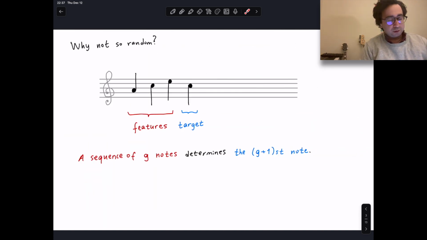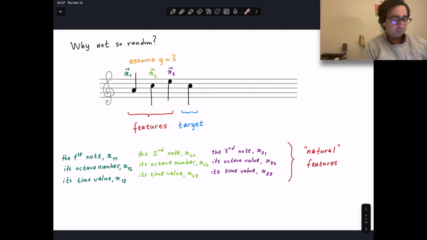We start with the question, why not so random? The assumption is that a sequence of G nodes determines the G plus first node. So we have the features and we have the target here. In this project, I assume G equal to 3. So we have the 3 nodes x1, x2, x3, and they are vector quantities with components node value, octave value, and time value. These constitute 9 natural features.